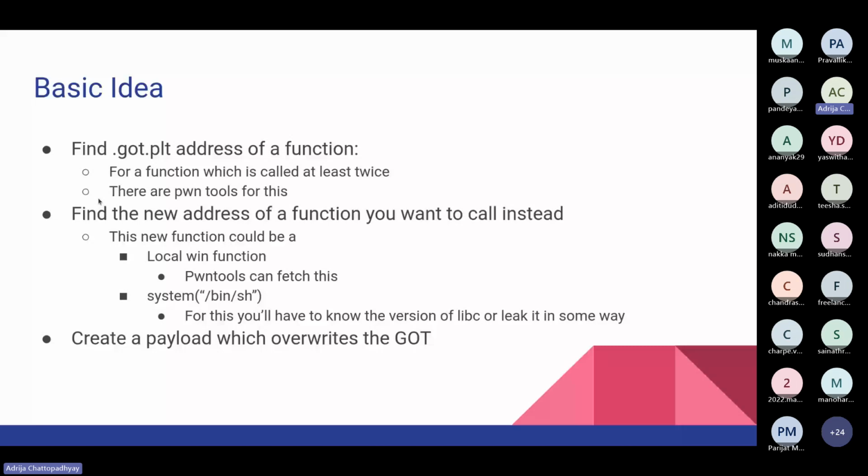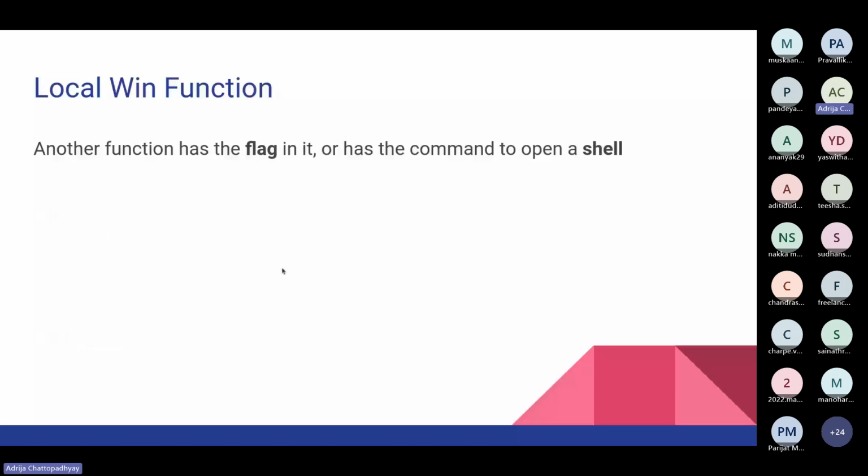When we find the new address of a function you want to call, the second step. Under that, the first thing is a local win function. If there's another function inside your C code besides main, the win function, which has the flag inside it, or which has a shell that you use to access the flag, that's a local win function. You're not using functions directly from libc. You already have a local function which you just have to execute. So that's one way you can do this exploit.